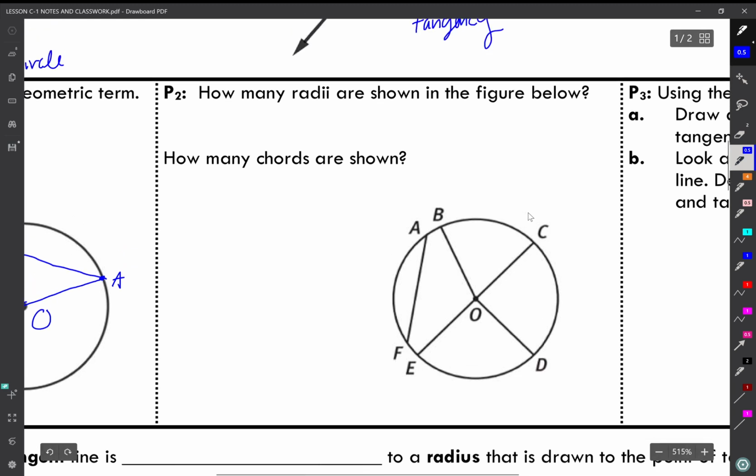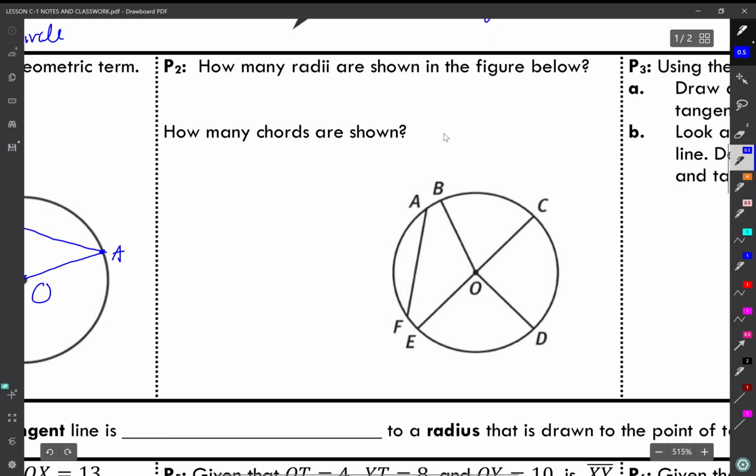All right, number 2. How many radii are shown in the figure below? So let's count. Here's 1, there's 1, there's 1, and then there's another one right there. I don't see any more. That's a chord, so that'll be just 4. Okay. How many chords are shown? I see 1 right here, and then the other chord would be the diameter right here, 2, and that's it. Okay, cool.